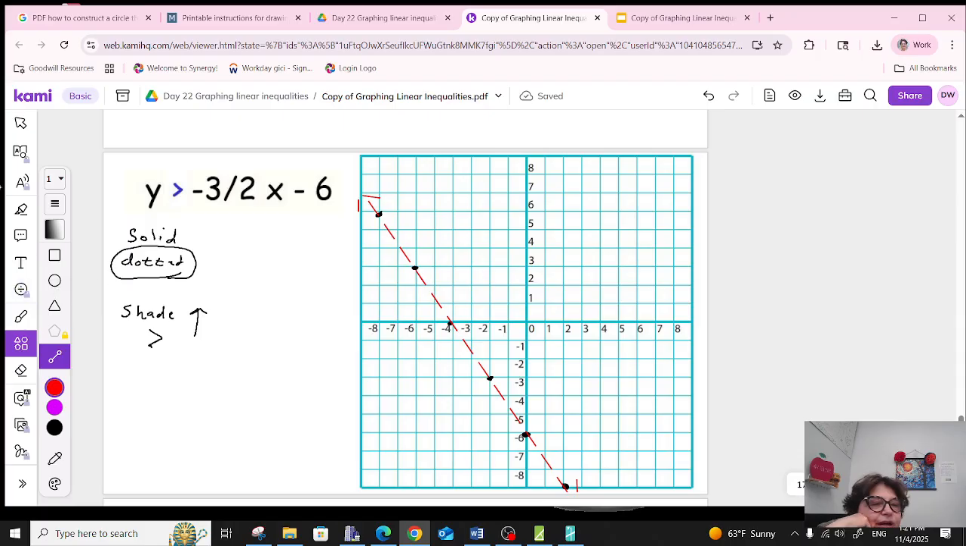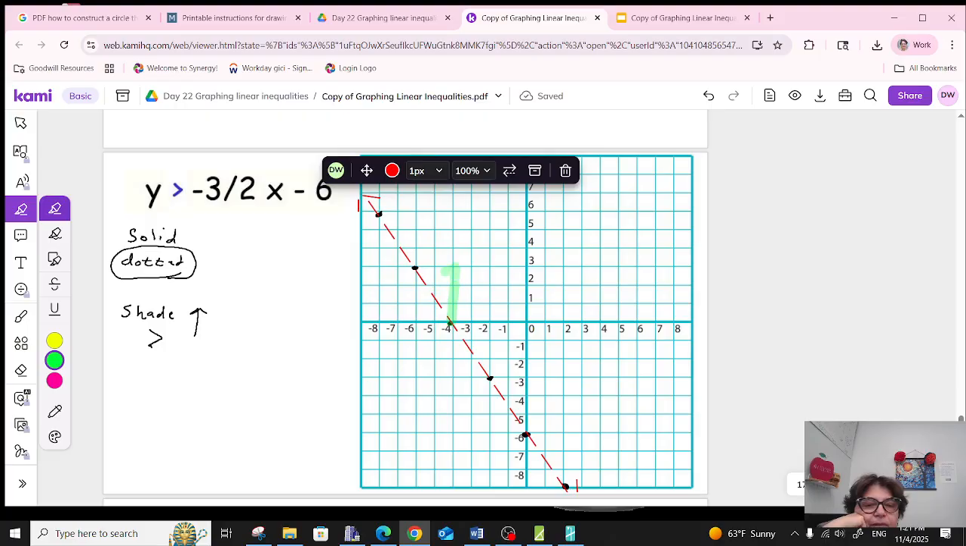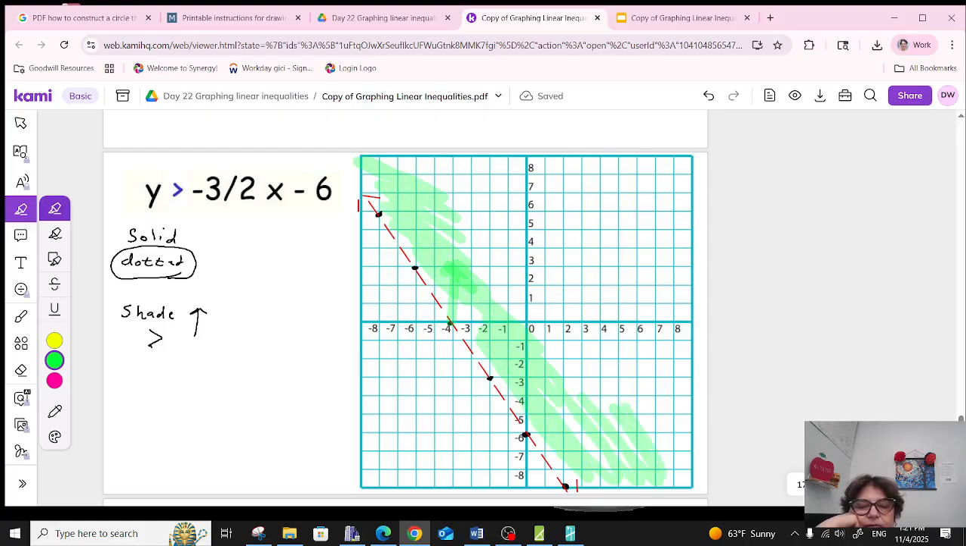Now I have to shade. And we said we were going to shade up. So I put my finger on one of the dots I made. Up is heading in this direction, right? Because if it was down, that'd be going this way. So I'm going to shade this side.